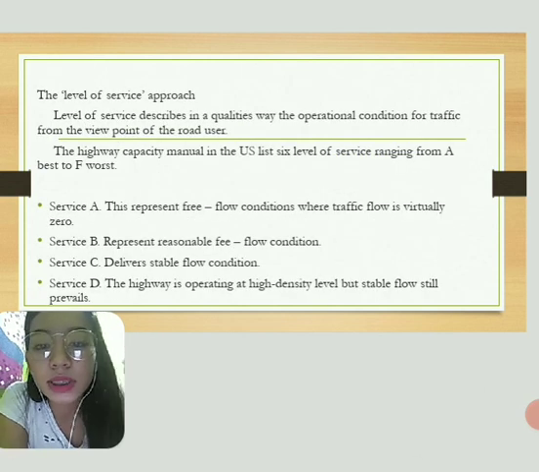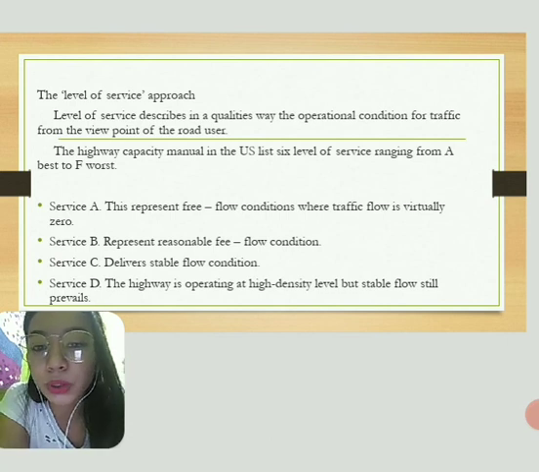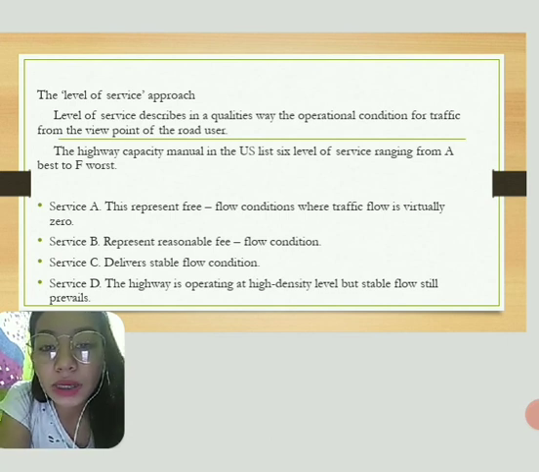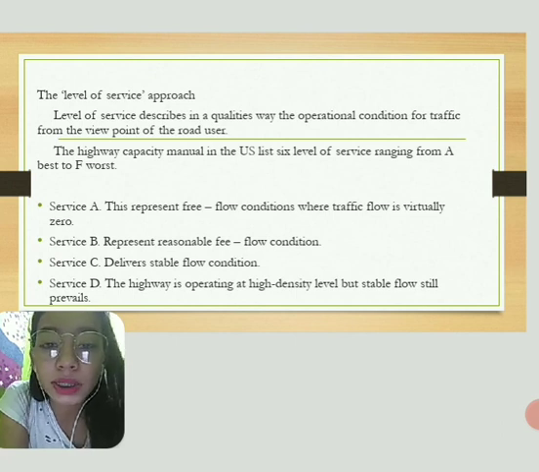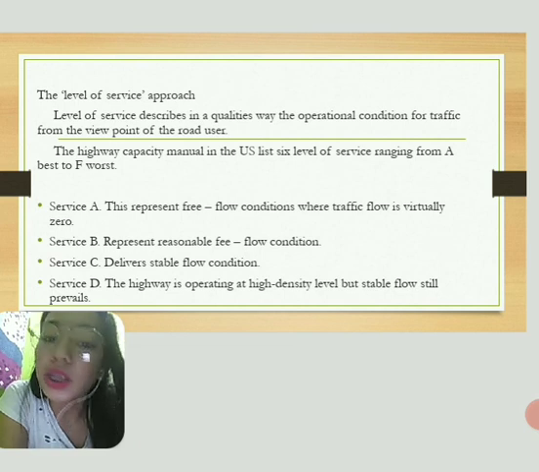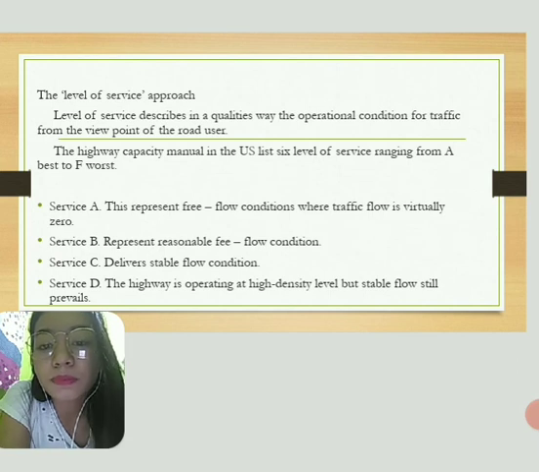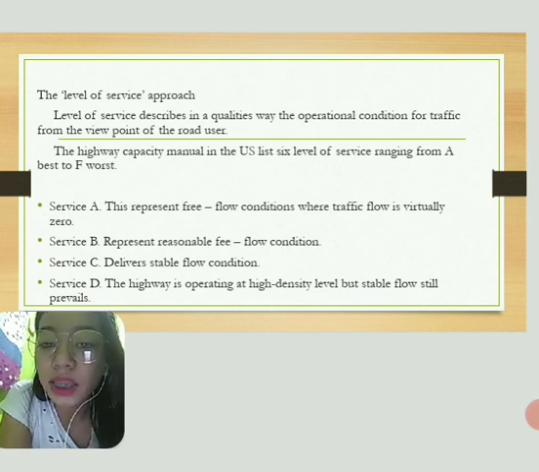The level of service approach describes the operational condition for traffic from the viewpoint of the road user. The Highway Capacity Manual in the U.S. lists 6 levels of service, ranging from A, the best, to F, the worst. So service A is the best and service F is the worst. So what are the service levels A to F?